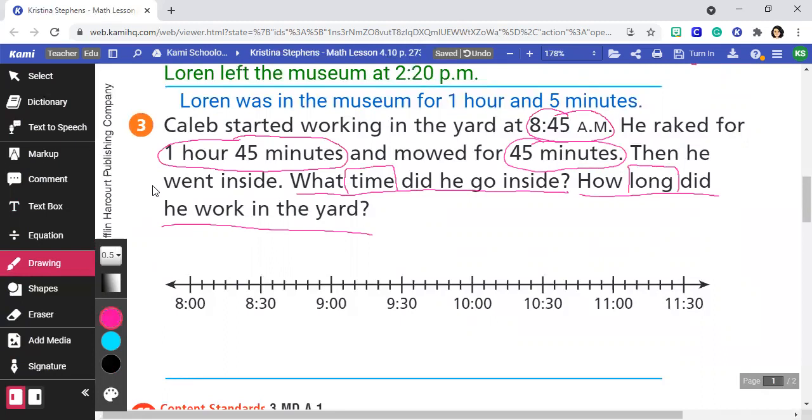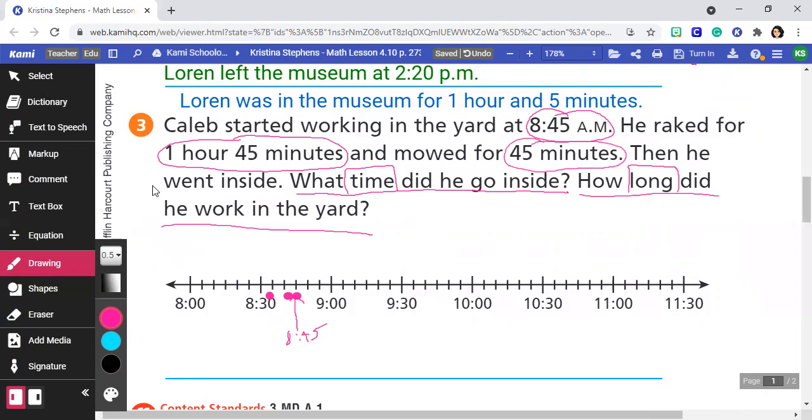All right, so where's our start point here? 8:45. So let's see here. I've got 8:30, 8:35, 8:40, 8:45 right there. So I'm going to just draw an arrow here to show you where 8:45 is. Sooner or later, I'll get really good at writing on this screen. In the meantime, thank you for your patience.